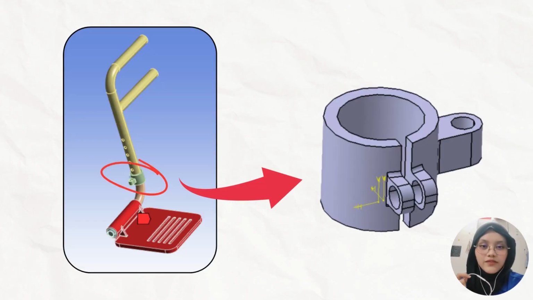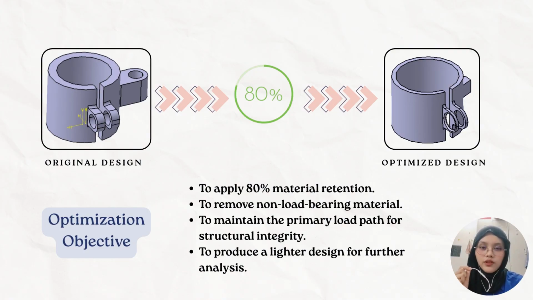To push the design even further, we isolated a critical connecting component for optimization. The objective of this topology optimization was to create a lighter and more efficient component without compromising its structural performance. An 80% material retention target was applied, meaning only the material essential for carrying the load was preserved. The optimization removed non-load bearing material from low stress regions while maintaining the primary load path to ensure the component could still withstand the applied loading.